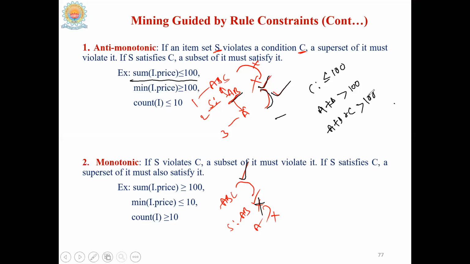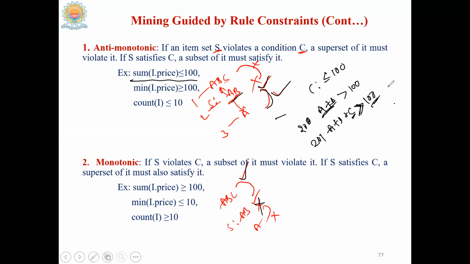Right or not? If you are purchasing two items whose cost is greater than 100, and again you want to purchase another item whose cost is very less, irrespective of the cost of the third item, even though its cost is 1 rupee, it adds to that value, right? For example, the cost of AB is some 200, which is greater than 100. So if you purchase one more item, even though its cost is only 1 rupee, it becomes 201, which is also greater than 100.